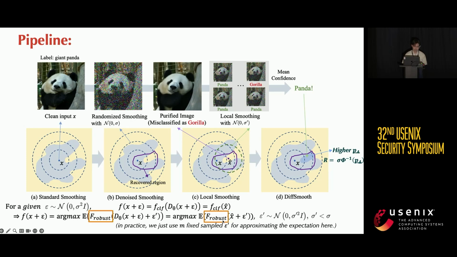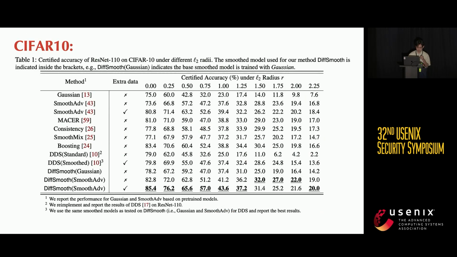But the difference is that we do not need to use a model trained on the sigma here. Instead, we can just use another model trained on the sigma prime, and the sigma prime is much smaller than sigma. So in fact, the clean accuracy will also be higher. And in practice, we just use M fixed sampled epsilon prime to approximate the expectation here.